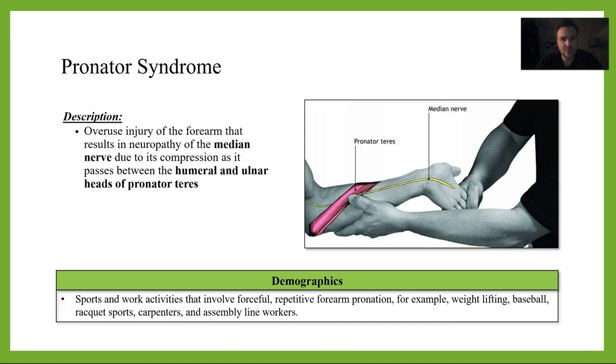And so people who get this syndrome usually get it because of sports or work activities that involve forceful, repetitive forearm pronation. For example, weightlifting, baseball, racket sports, carpenters, assembly line workers, etc.